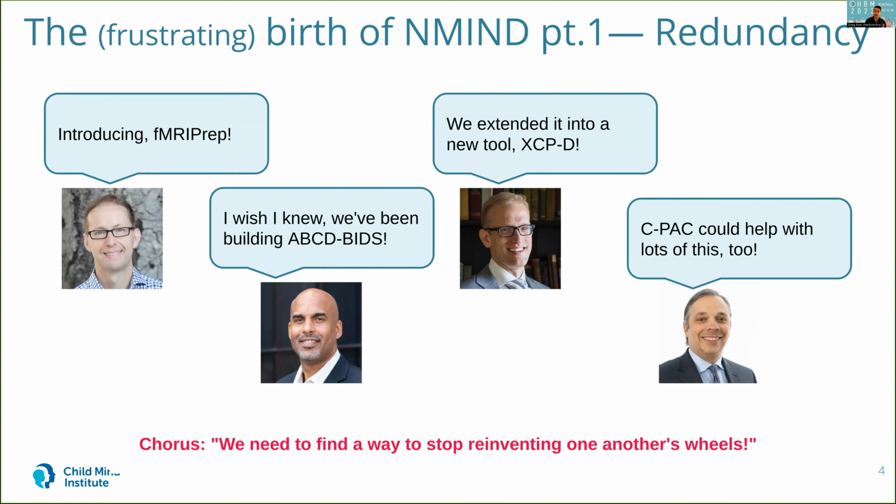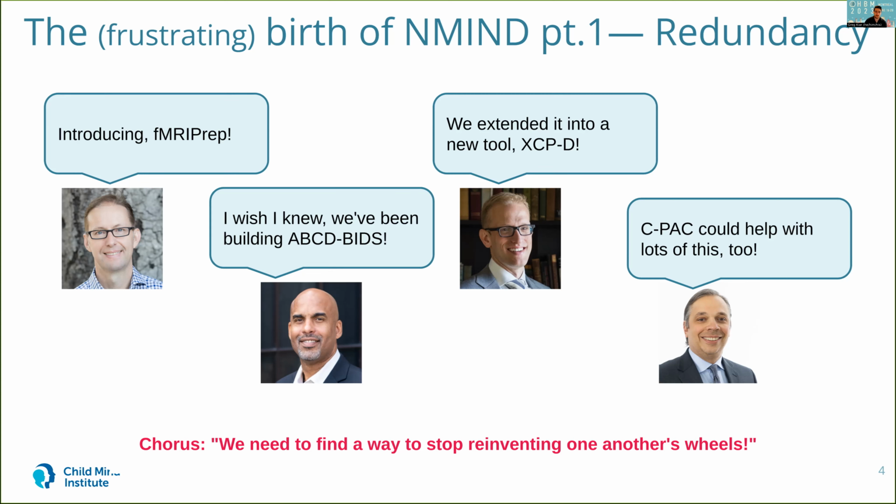So, this is a paraphrasing of a true interaction where Russ is introducing fMRIPrep and Damien realizes that they've been modernizing or increasing the flexibility of the HCP pipelines into ABCD-BIDS, and Ted's tool built on top of fMRIPrep to create XCP-D, and Mike has been working on C-PAC for years and years. That's meant to be a very configurable version of the same sort of thing. And so, what this really brought to mind at the beginning was that we need to stop reinventing each other's wheels all the time.